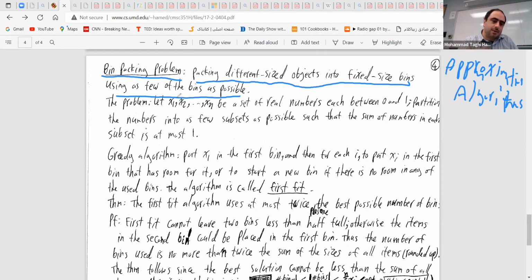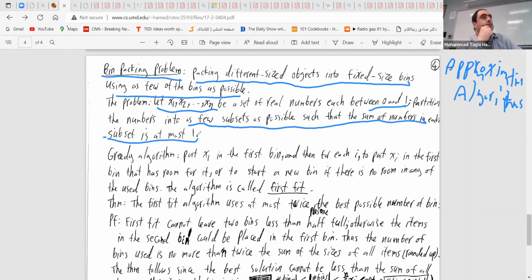So let's make it a bit more formal. You have x1, x2 to xn, a set of real numbers, all of them between 0 and 1. You want to partition these numbers into as few subsets as possible, such that the sum of the numbers in each subset is at most 1. You want to put them in bins, essentially. This is the one-dimensional version. You can define two-dimensional, three-dimensional versions, etc., and there are some algorithms for that. But here I want to give you the basic algorithm and the ideas.